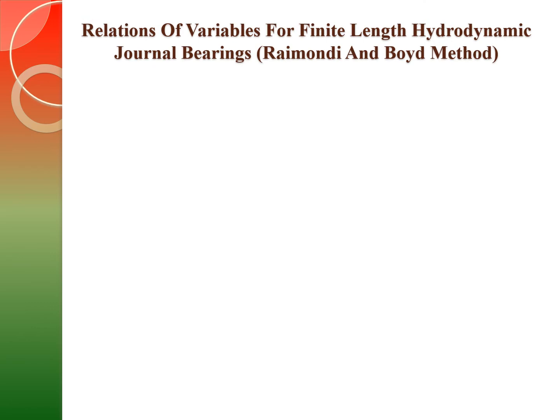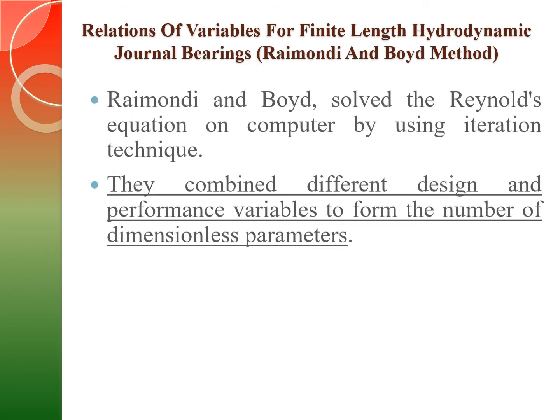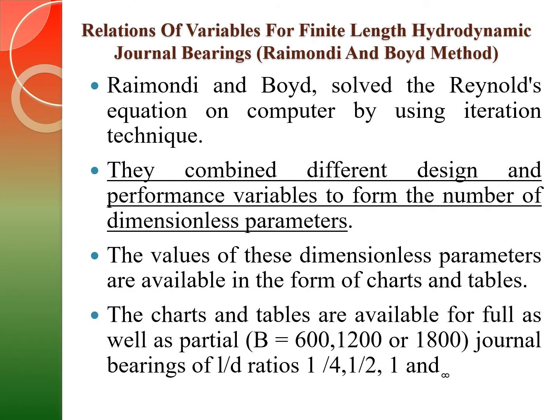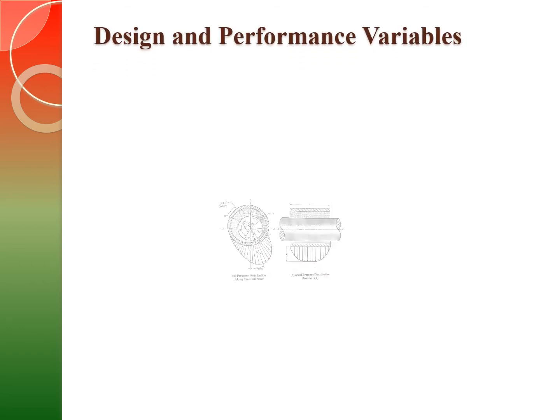Next is relations of variables for finite length hydrodynamic bearing, that is the Raimondi and Boyd method, which we are going to listen to here. Raimondi and Boyd solved the Reynolds equation on a computer by using an iteration technique. They combined different design and performance variables to form a number of dimensionless parameters. The values of these dimensionless parameters are available in the form of charts and tables. These charts and tables are available for full as well as partial bearing. Journal bearings of L and D ratio 1 by 4, 1 by 2, 1 and infinity are available.